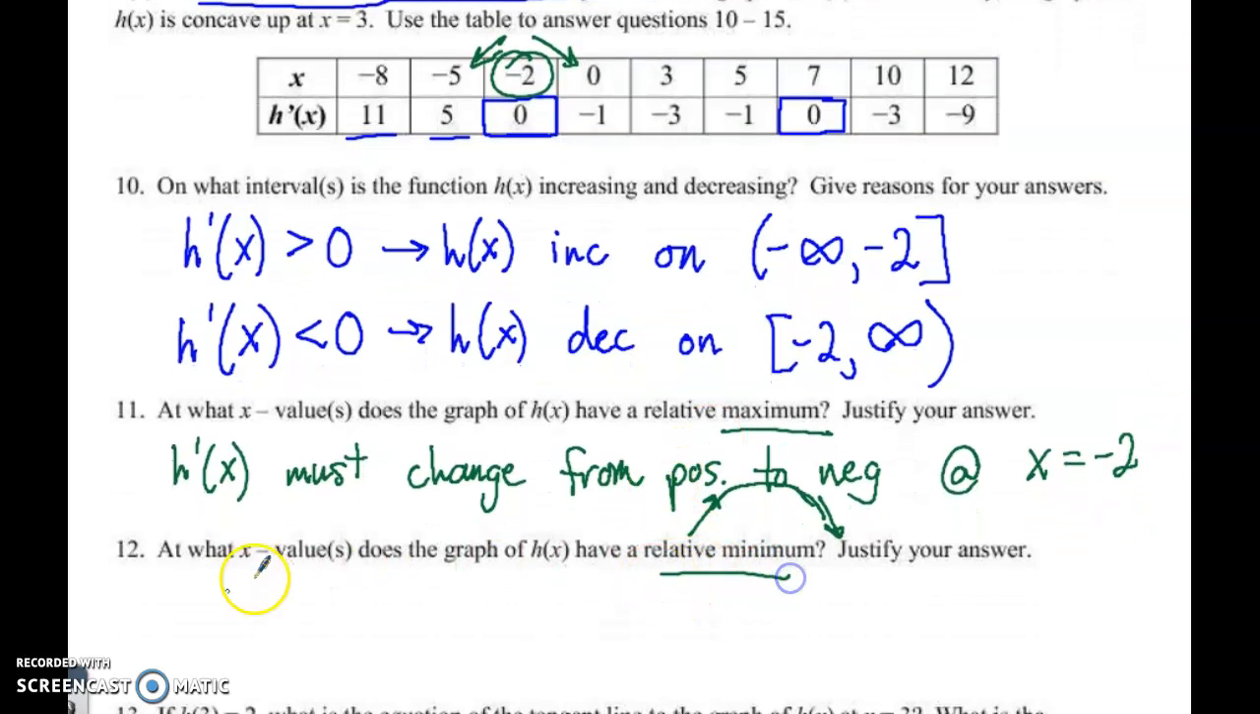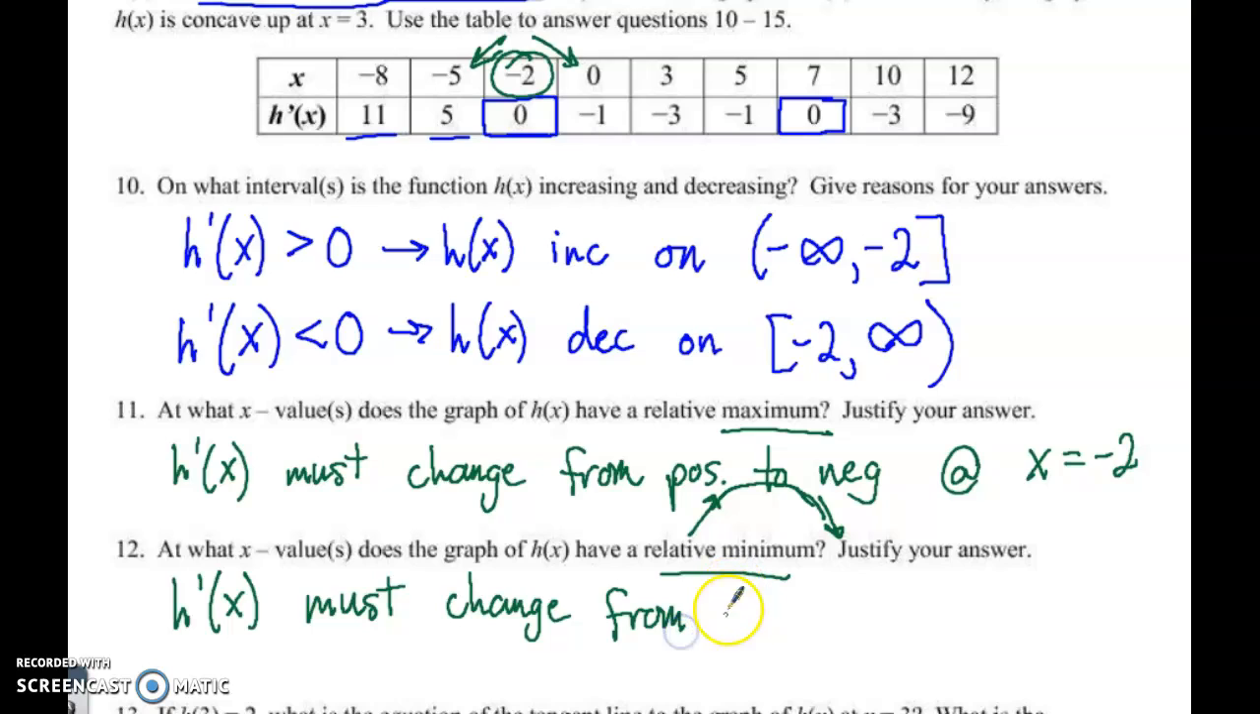A relative min, same thing, but it must change signs, so the derivative must change from a negative to a positive. As you look at your table, it never goes from a negative to a positive, it goes from a negative to a negative, so there is no relative min.